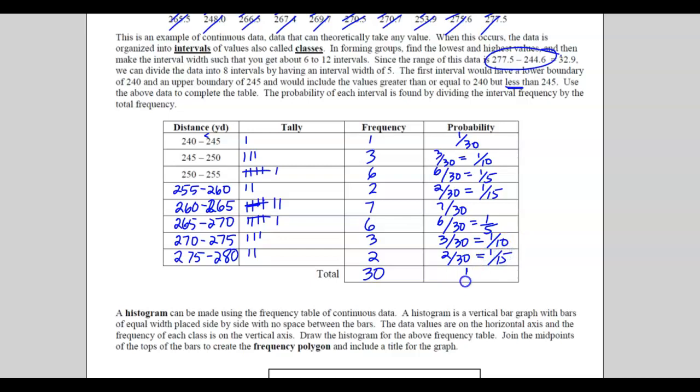Okay, and total probability should be 1, right? Because they're all just over, keep it with the same denominator. We already added those to be 30, so 30 over 30 is 1. Okay.